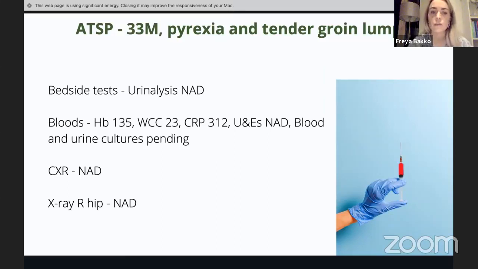His U's are normal, and his blood and urine cultures are pending, and obviously don't come back until about 3 days. You order a chest X-ray, which shows no abnormal features, and you also order a hip X-ray because this patient might have a fractured hip, but this is also completely normal.